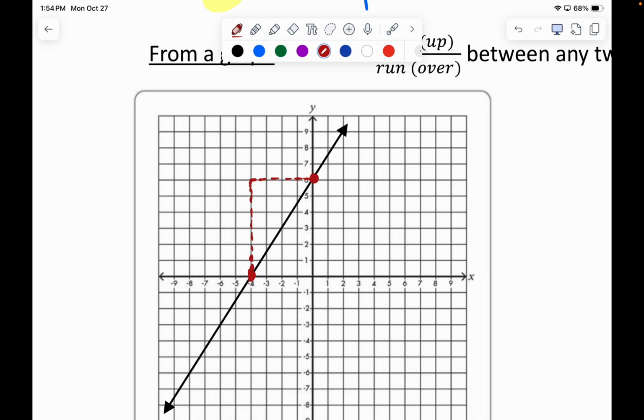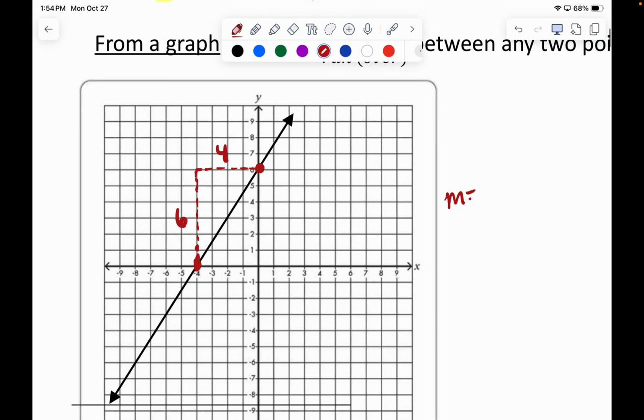How far up did I go there? How far over did I go? 4. So my slope is 6 over 4. The only thing we got to do is make sure we simplify or reduce. Can this be reduced? To what? 3 over 2. So my slope for this is 3 over 2. When we get to Math Excel, if you put 6 over 4 in, it will not count it correct. You have to get it simplified all the way.